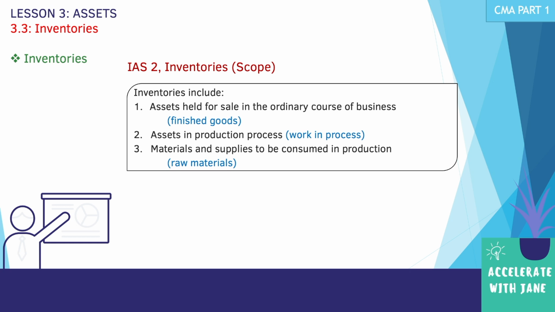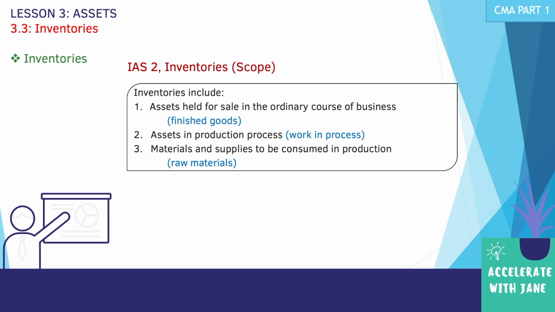So the second item here, when we say assets in production process or work in process, this applies to manufacturing companies. Of course, in a manufacturing company, they are processing materials, right? And generally speaking, it takes time for the processing of the finished goods. So those items which are currently in process but are not yet finished, these are what we call the work in process inventory items. Okay, so we also include these as part of the inventories line item, specifically in the financial statements.